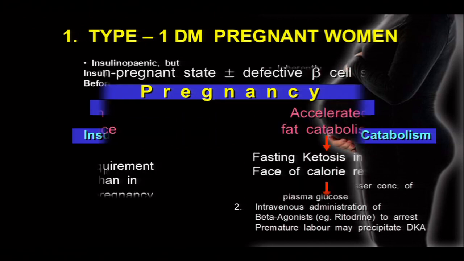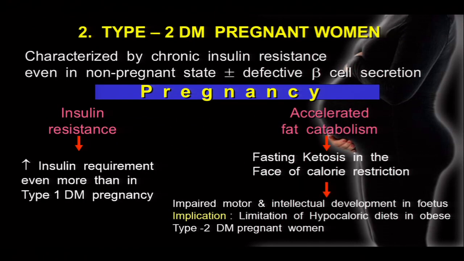DKA can be precipitated. Consider the type 2 diabetic pregnant woman, who is already characterized by chronic insulin resistance even in the non-pregnant state, and who may or may not have a defective beta cell secretion. In addition, with pregnancy, the insulin resistance of pregnancy results in a greater insulin requirement, even more than in type 1 diabetic pregnancy. And the accelerated fat catabolism of pregnancy promotes ketosis in the face of calorie restriction, and therefore impaired motor and intellectual development in the fetus. The implication is that there is a limitation for hypocaloric diet in obese type 2 diabetic pregnant women, otherwise she may land in ketosis.